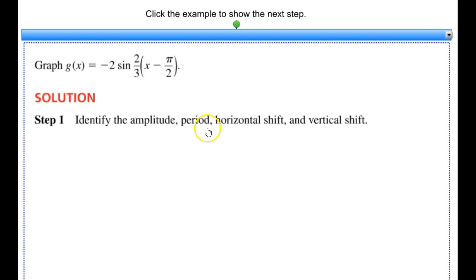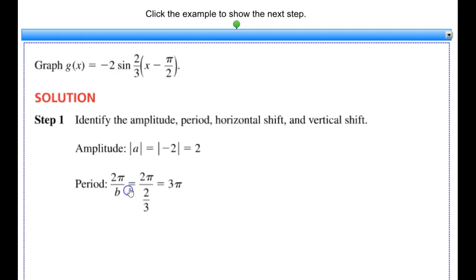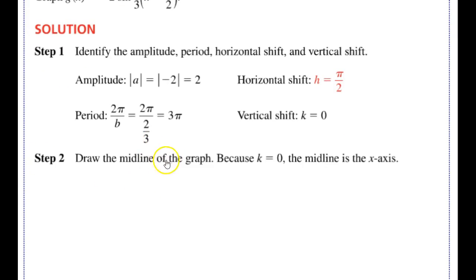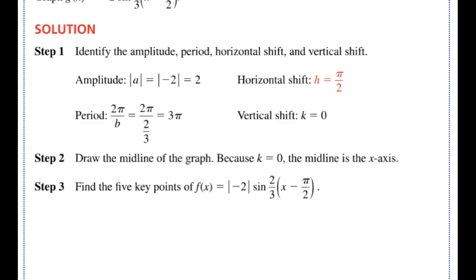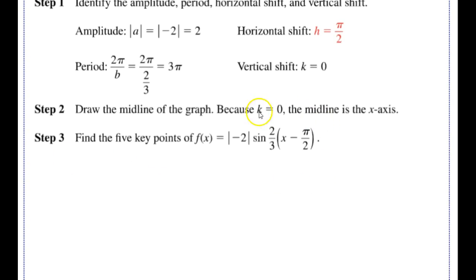So again, I find my amplitude, period, horizontal shift, and vertical shift. The amplitude, remember, is always going to be a positive number. It's always how far from the midline I am. So I take the absolute value of my a, which gives me 2. The period is 2 pi divided by b, which gives me 3 pi. My horizontal shift is pi over 2, and I don't have a vertical shift here. So now I have to draw my midline, which is at the x-axis, and then I find some of my points here. Okay, so here's my equation, and I go from there.